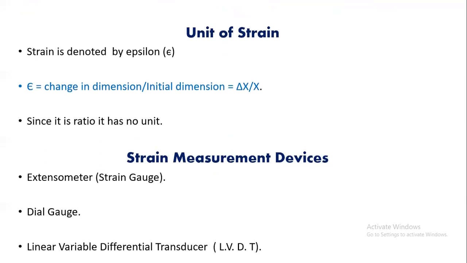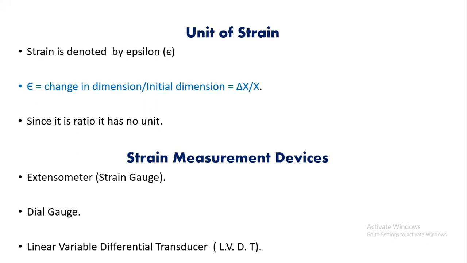Therefore, just to add up here, if you draw a plot between stress and strain, and compare this to a standard graph of y and x, y being the dependent quantity and x being the independent quantity, in place of x we place strain and in place of y we place stress, because strain is the independent one and stress is the dependent one. And generally, strain is denoted by epsilon, where epsilon is equal to the change in dimension to the original or initial dimension, that is epsilon equals delta x by x. And since it is a ratio, strain does not have any unit.